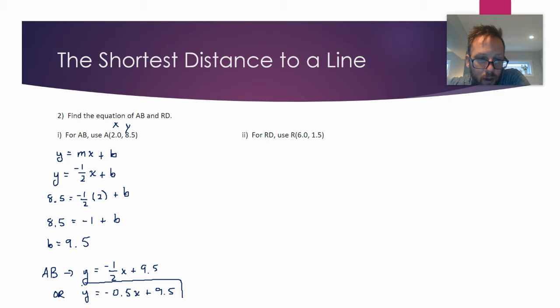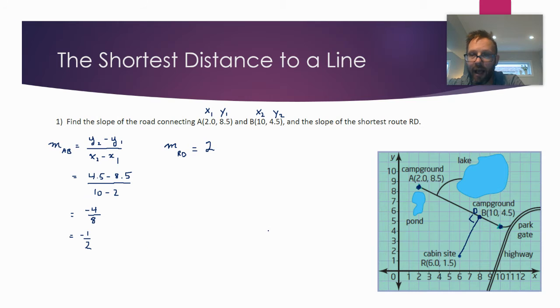Not a bad thing. Now, let's actually check to see if that makes sense. If we extend line AB back and think about what the y-intercept would be, does 9.5 make sense? Sure does. So we can be reasonably confident that we're on the right track. This is good.